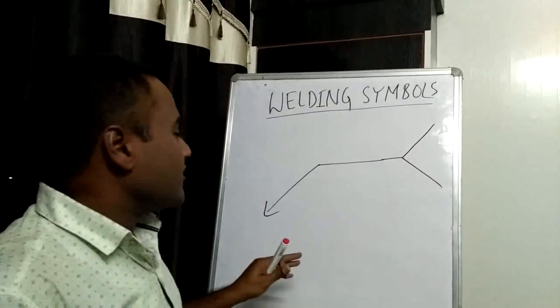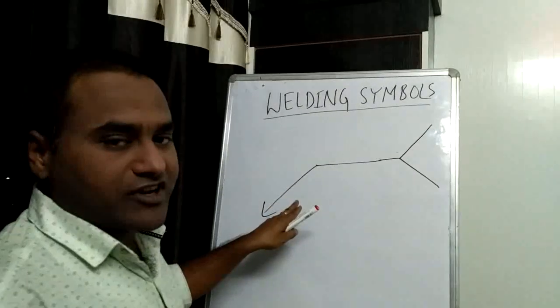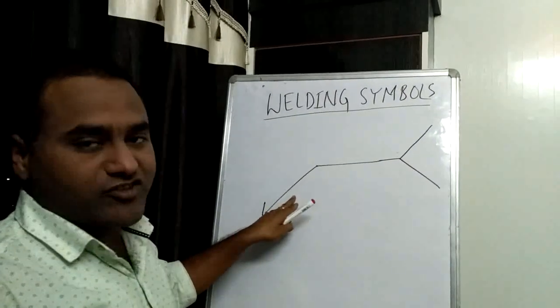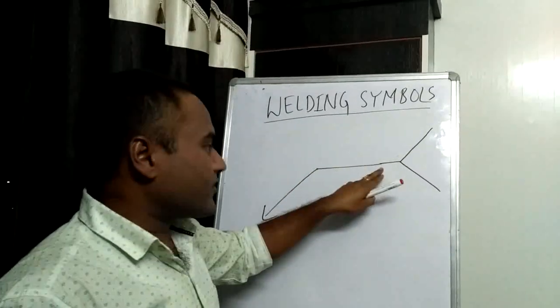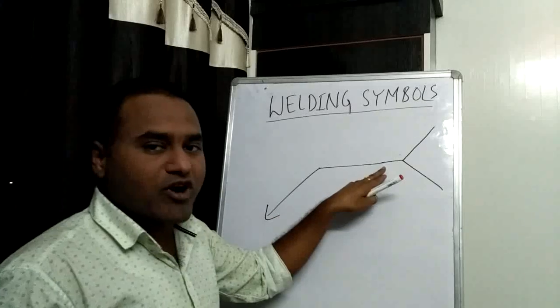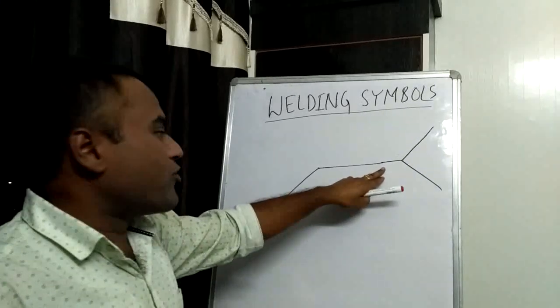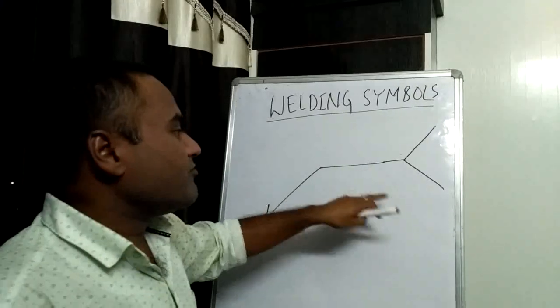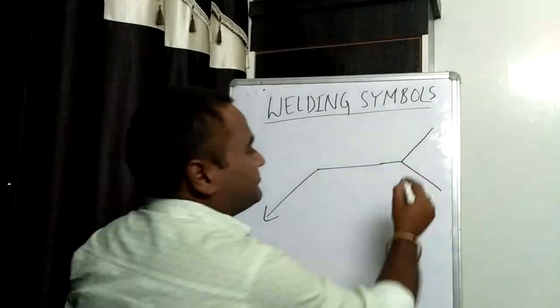As I told you earlier, a welding symbol consists of three parts. Arrow line, I have explained arrow line. Arrow line indicates the position. Second one is reference line. Reference line is the one where most important information is provided. I'll explain reference line once again, but first I'll complete the tail.